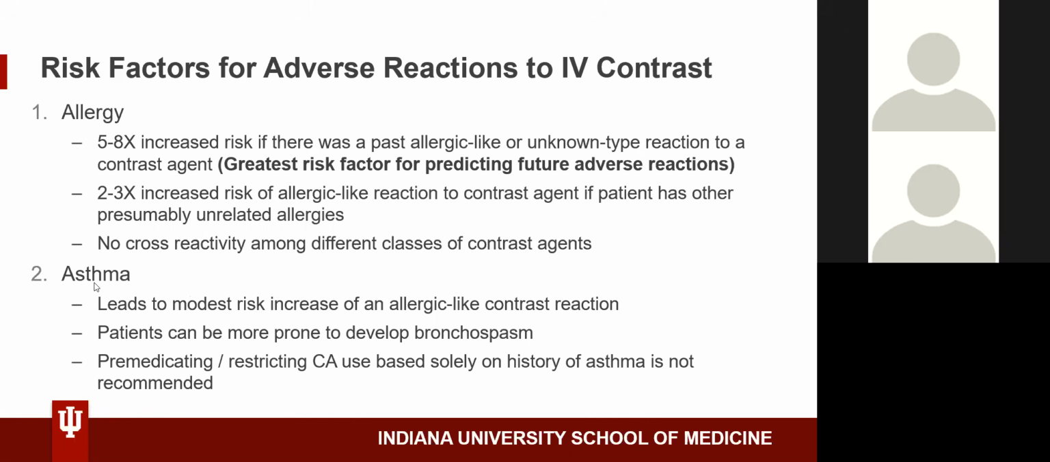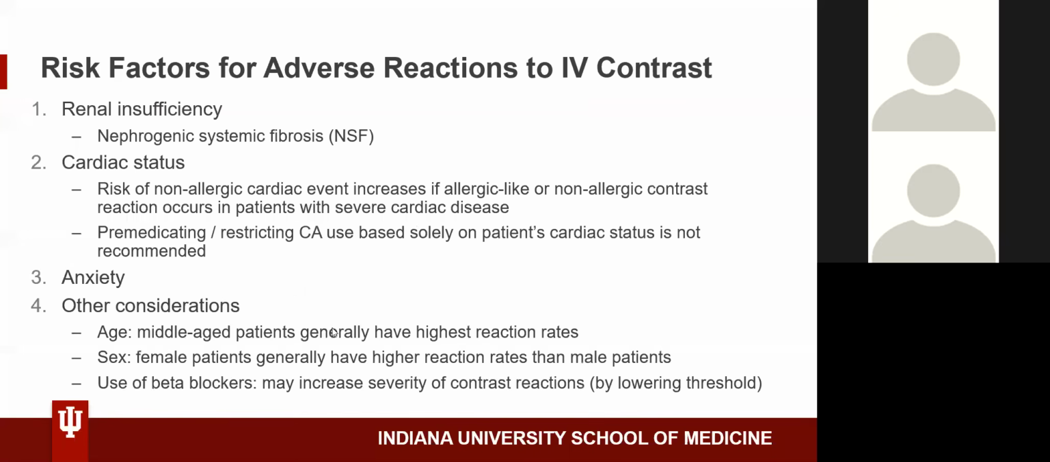Asthma is also a risk factor, which leads to a modest risk increase of allergic-like contrast reaction. However, the ACR says that pre-medicating or restricting contrast agent use based solely on a history of asthma is not recommended. Renal insufficiency is a big one, and we'll come back to that when we talk about NSF. Cardiac status can play a role as far as increasing the probability of allergic-like or non-allergic contrast reaction. Anxiety, as in basically everything in the medical arena. Anxiety can be another risk factor.